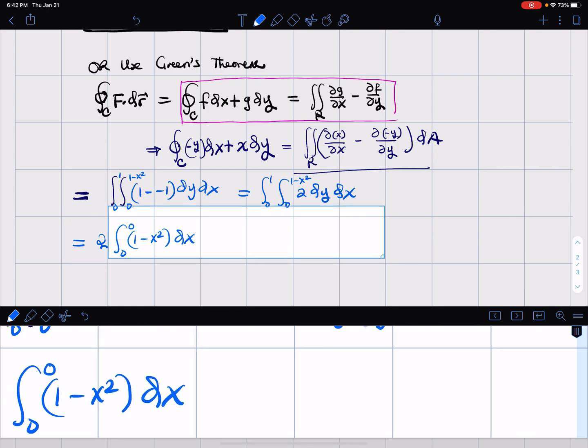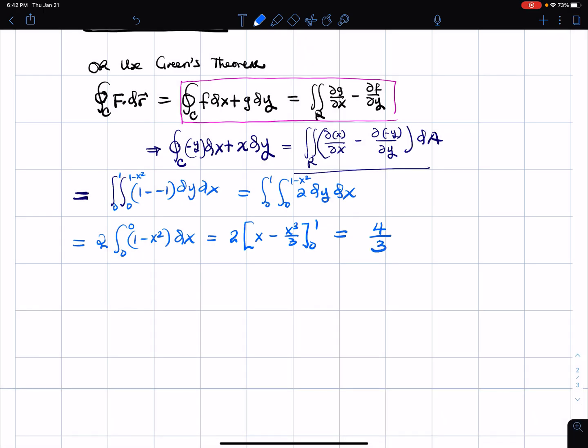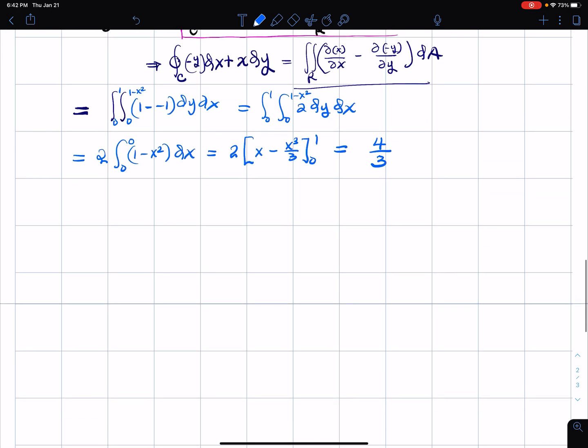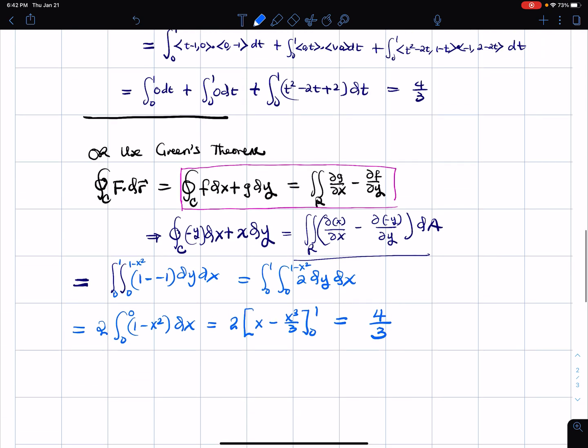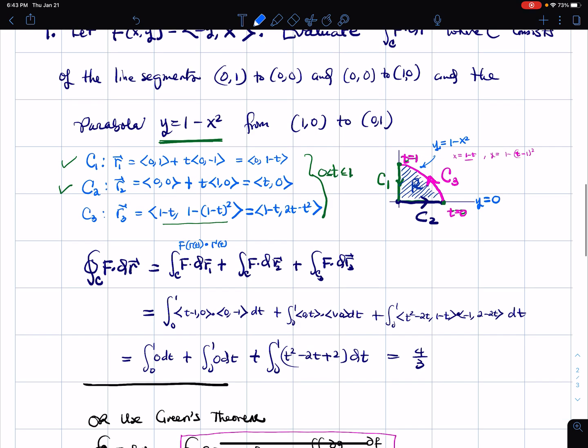And then you do the second integration, factor out the 2, you have the integral of 1 is x, integral of x squared is x cubed over 3, 0 to 1. Plug in 0, plug in 1, your answer should be 4/3. So that was the same answer we got before. So this is how we use Green's theorem. You can see that Green's theorem makes this a little easier, right?